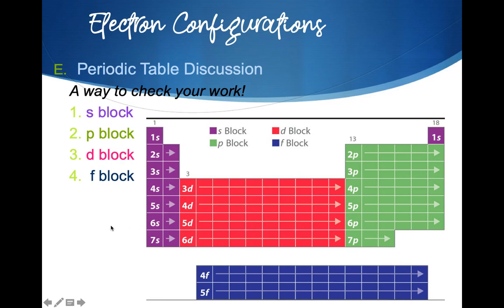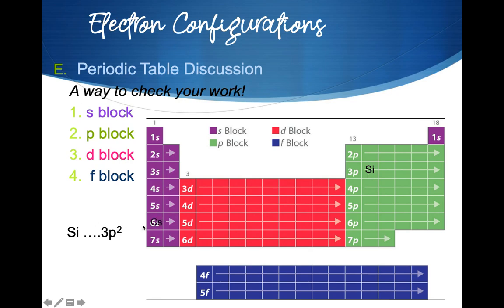So here's how we can use this to check our work. So remember when we did silicon, it was right here. If you look back at the answer you gave for silicon, it was 1s2, 2s2, 2p6, 3s2, and then 3p2. So the end of your electron configuration shows you where it is on the periodic table. So in this case, it was the third row, the second p block. So third row, 1, 2, second p block, it is.